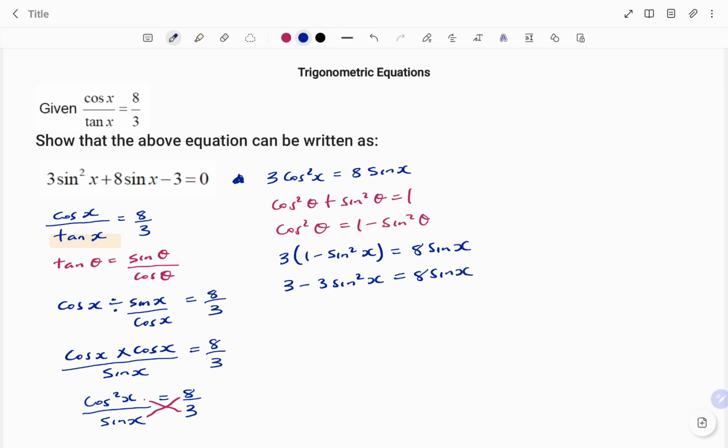Moving all the terms to one side, I have 0 equals my minus 3 sine squared x becomes positive 3 sine squared x plus my 8 sine x. My plus 3 on the left becomes minus 3, which gives the equation 3 sine squared x plus 8 sine x minus 3 equals 0. It is the same thing I have here: 0 equals 3 sine squared x plus 8 sine x minus 3.